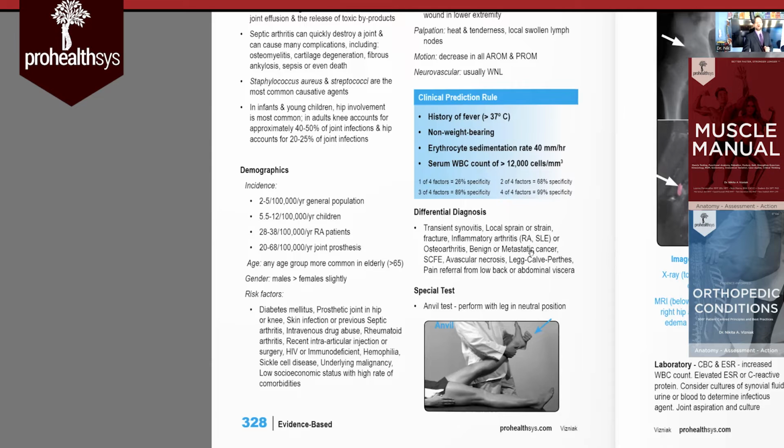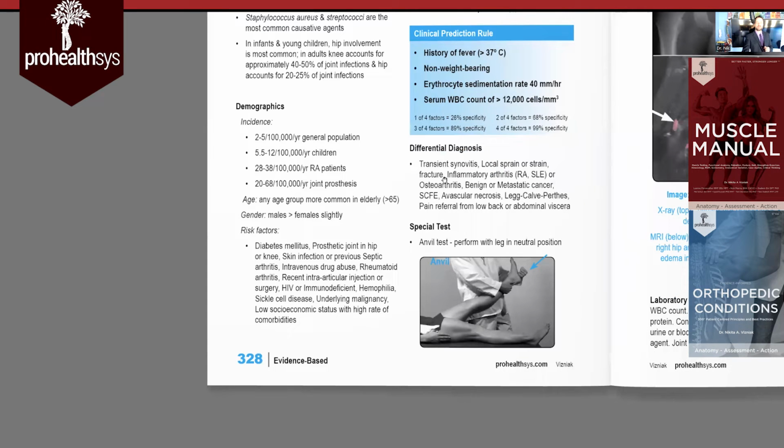Okay. All right. Differential diagnosis: transient synovitis, usually a younger person, usually self-limiting. In septic arthritis, it is progressive throughout the day or days. Local sprain strain potentially, but there should be a mechanism of trauma for that. Inflammatory arthritis, they probably already know they have lupus or rheumatoid arthritis. OA, if you're in the geriatric patient population or prior injuries, benign or metastatic cancers, unexplained weight loss, other risk factors there.